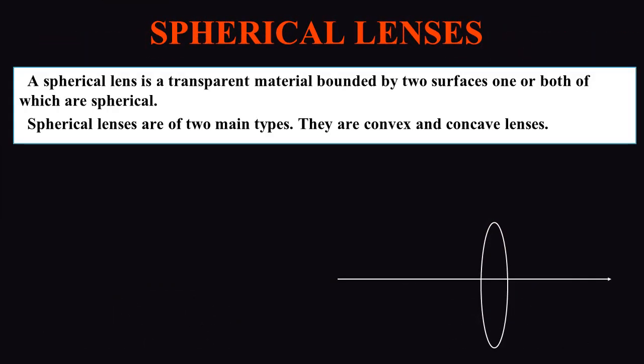Everyone knows about spherical lenses. The lens in spectacles that we use is also a spherical lens. A spherical lens is a transparent material bounded by two surfaces, one or both of which are spherical. Spherical lenses are of two main types. They are convex and concave lenses.